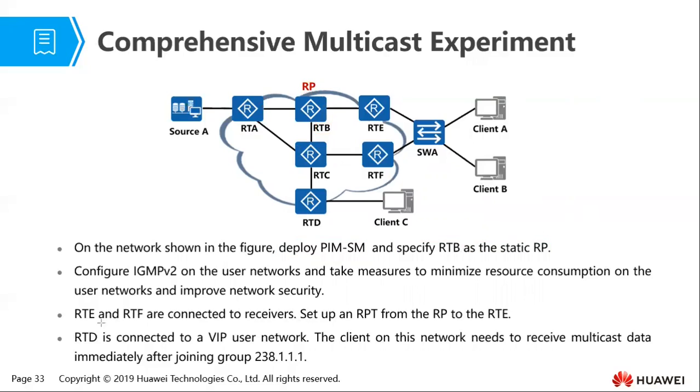Let's move on to the next one. Configure IGMP version 2 on the user networks and take measures to minimize resource consumption on the user networks and improve network security. So we are supposed to improve network security and minimize resource consumption on the user networks. Anyone who can guess what we are supposed to do to achieve these two? The clue is here.